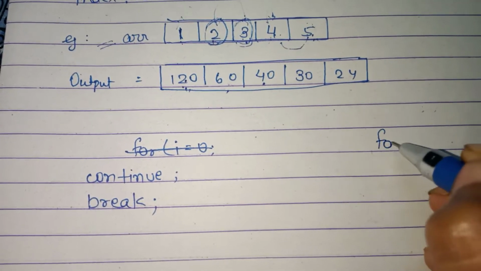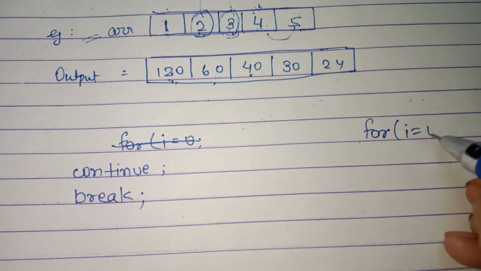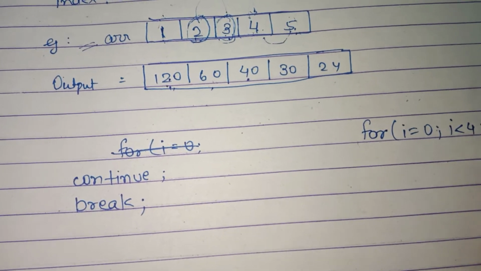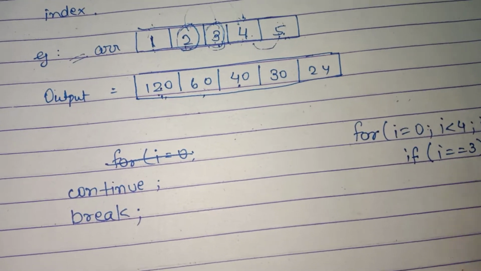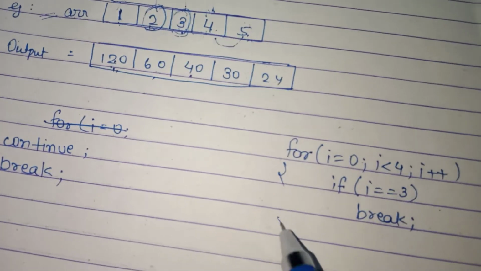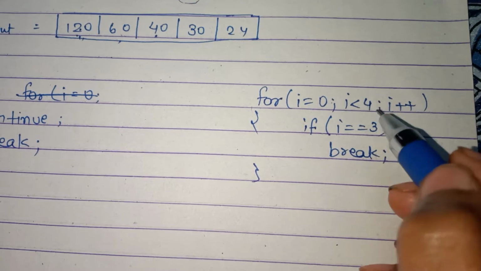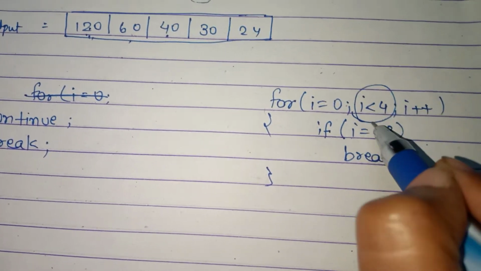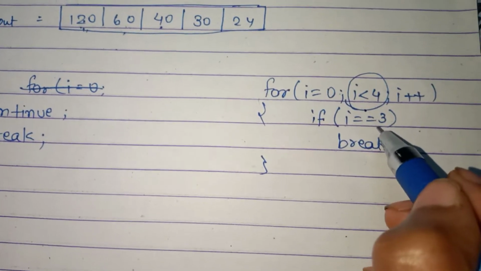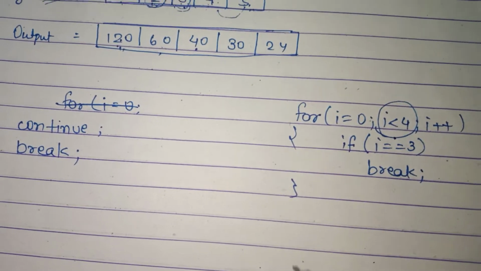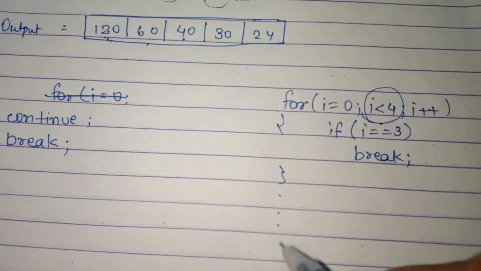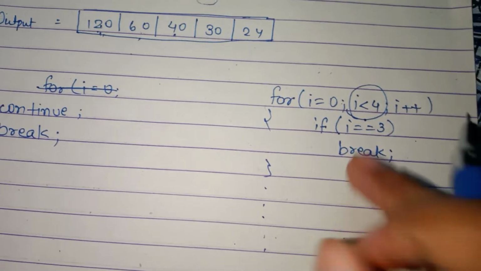Let's suppose I write here i is equal to 0, i should be less than 4, i plus plus, and if I check here, if i is equal to 3, break. What will happen here is that when i is 0, it checks that i is less than 4, and so on. But when i is equal to 3, it will break the for loop. So it will just come out of the for loop and continue executing the other part of the code. So this is the break statement.